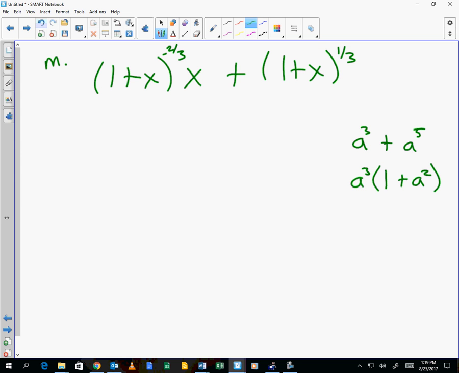So there's a common factor we took out. Let's think about what we did. When we factored something out, did we take the bigger power or the smaller power? We took the smaller power.